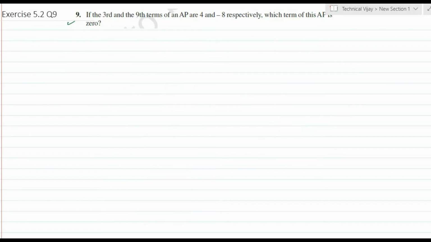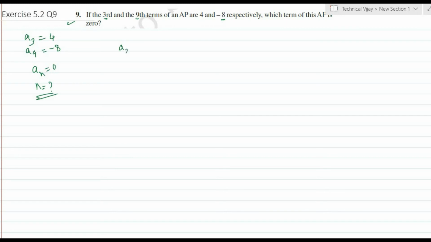So we will go for the next one. If the third and ninth terms of an AP are 4 and minus 8 respectively, that is A of 3 is equal to 4 and A of 9 is equal to minus 8, which term of the AP is 0? Which term is 0 means A of n is 0. One of the terms is 0, but which term we don't know. That is, n we have to calculate.